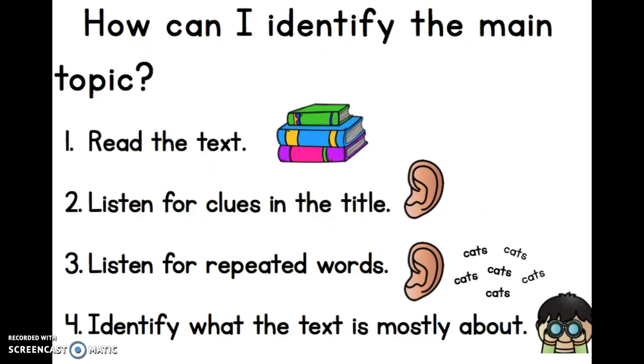You might be wondering, how can I identify the main topic? There are 4 steps. Step 1, read the text. Step 2, listen for clues in the title. Step 3, listen for repeated words. Like you might hear the word cats, cats, cats on every page. Step 4, identify what the text is mostly about.